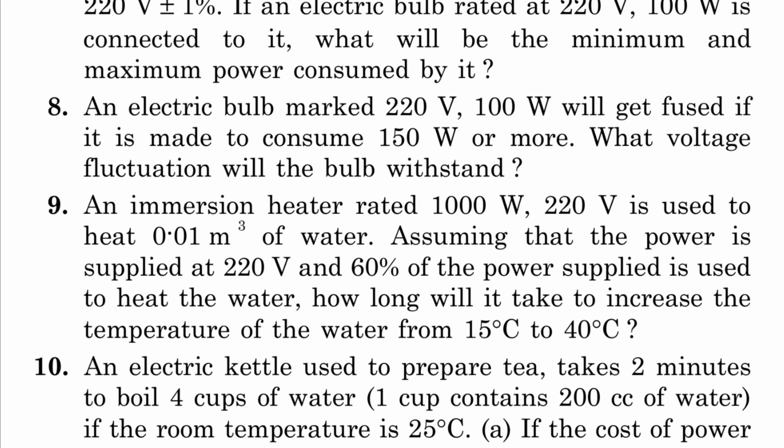Now in the 8th question, we have an electric bulb which is marked 220 volt and 100 watt. It will get fused if it is made to consume 150 watt or more. What voltage fluctuation will the bulb withstand? So this is our 8th one.